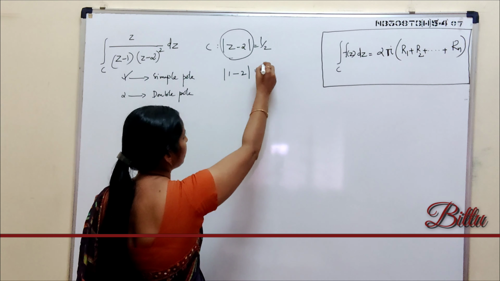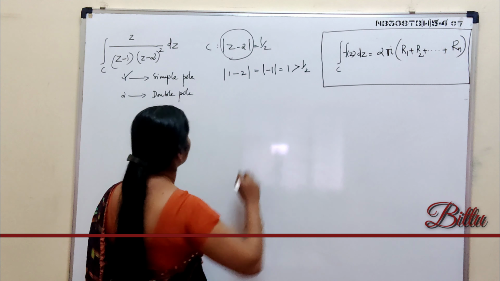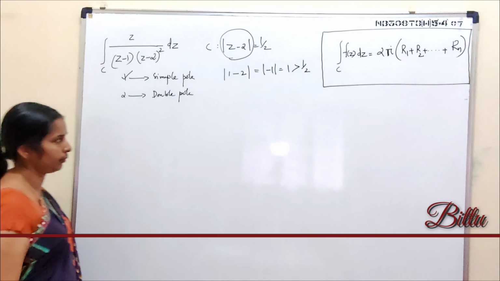Here its modulus is modulus of minus 1. This is 1, which is greater than half. So you can conclude this 1 is a single pole which lies outside of C.